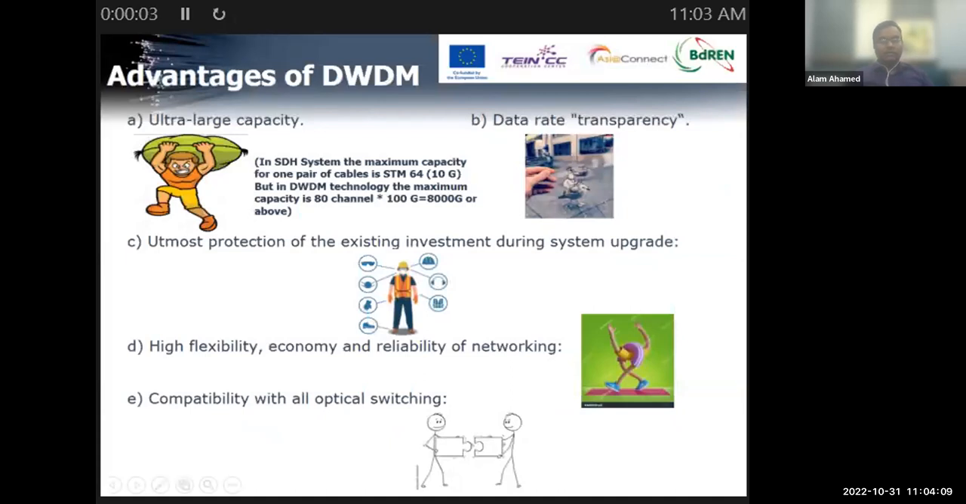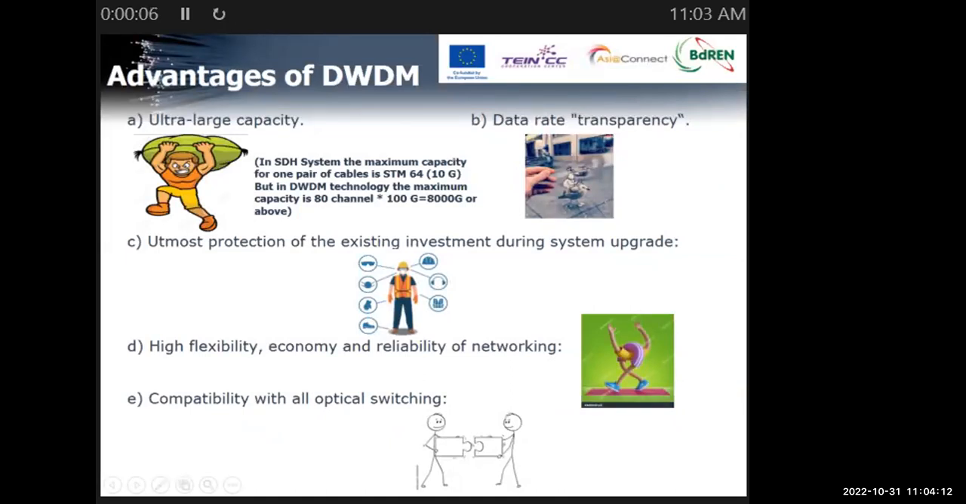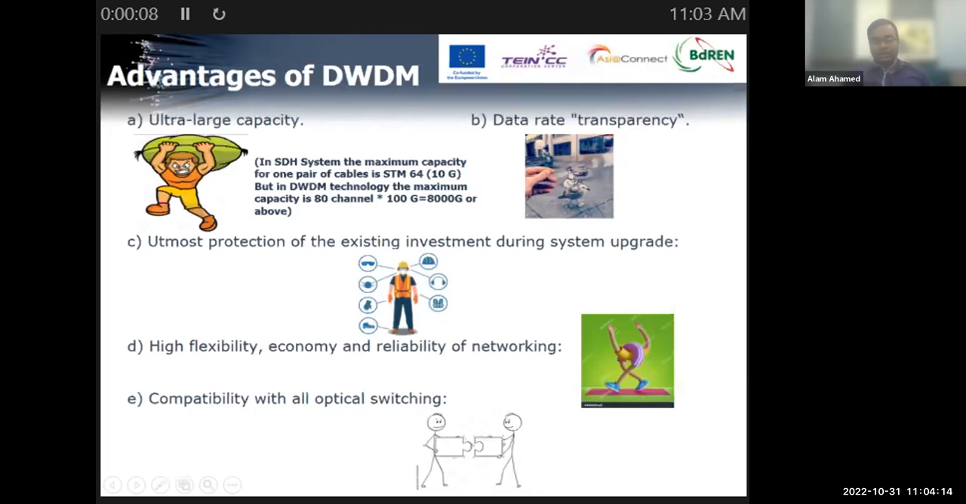Now you can hear me. Again, we can explain this question and answer. In SDH system, maximum capacity is STM 64, that means 10G. But if we use DWDM technology, we can use 80 channels, and every channel has 100G, that means 8000 Gbps or above. You cannot change the optical fiber from Dhaka to Narayanganj. You only change the two side equipment.